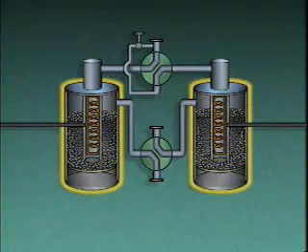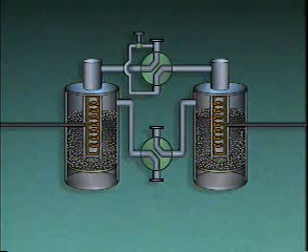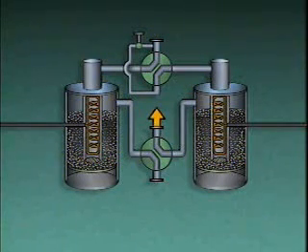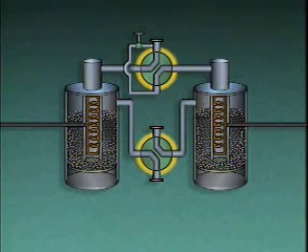The desiccant is contained in two tanks. The dryer also has a gas inlet, a gas outlet, a waste gas outlet, two heating coils, and two devices that are known as four-way or reversing valves.